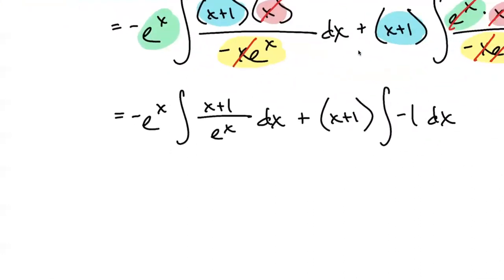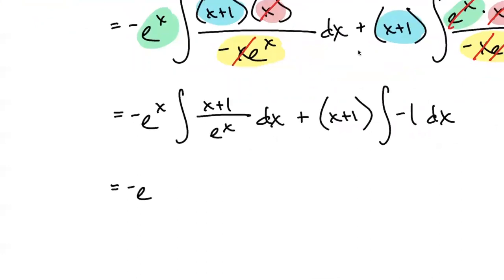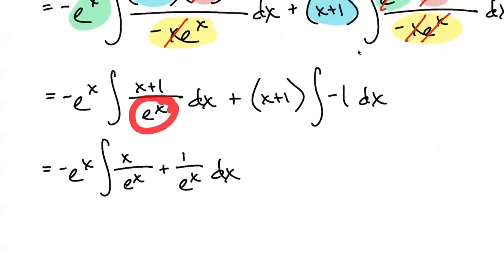What I mean by simplify is we're going to split this into two separate fractions: x over e to the x plus 1 over e to the x. It's a nice trick to have, that when you have one term in the denominator and a bunch of terms in the numerator, you can split it into a whole bunch of fractions. And I think that second integral is simple enough that we can go ahead and integrate it. So we'll have plus x plus 1 times e to the negative x.